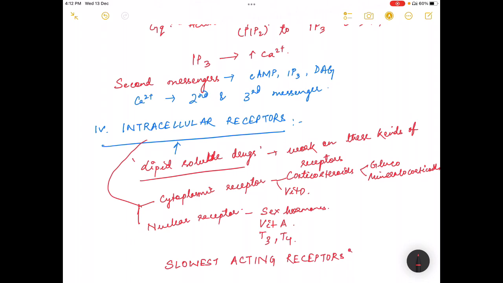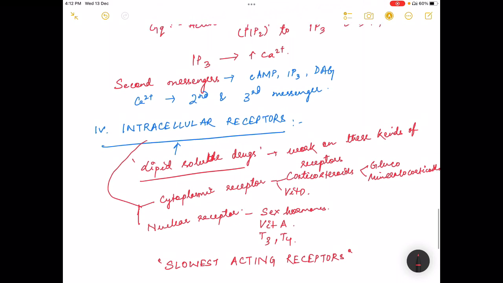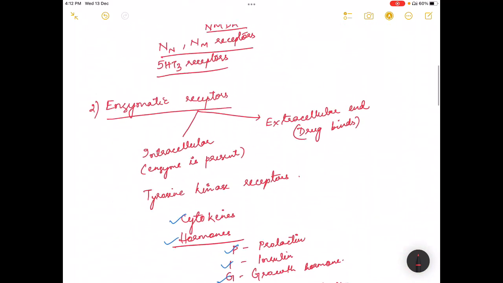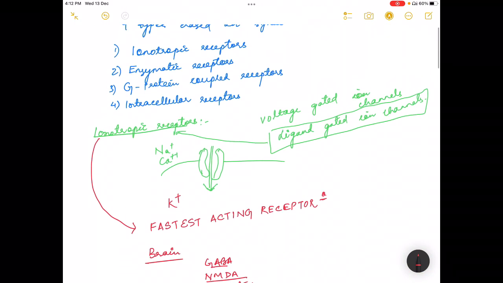And this is an MCQ. Which is the slowest acting receptor? Intracellular receptors, or for that matter nuclear receptors? And which is the fastest acting receptor? It is the ionotropic receptors.